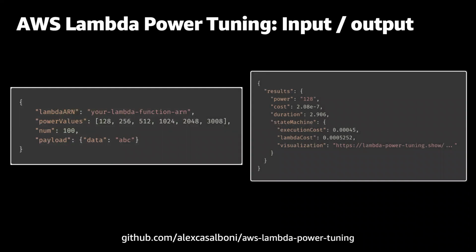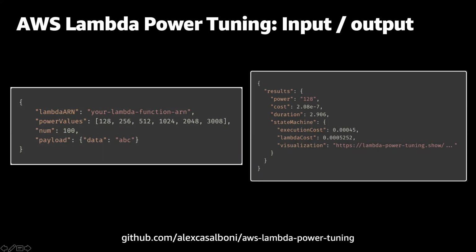So you can provide some input, for example, the ARN of your function, and all the different power values that you want to test. You don't have to try them all. There are thousands of different power values. Here, I'm usually testing the easy-to-remember values like 128, 256, half a gigabyte, 1 gigabyte, 2 gigabytes, and 3 gigabytes, just to give me an idea of the pattern.